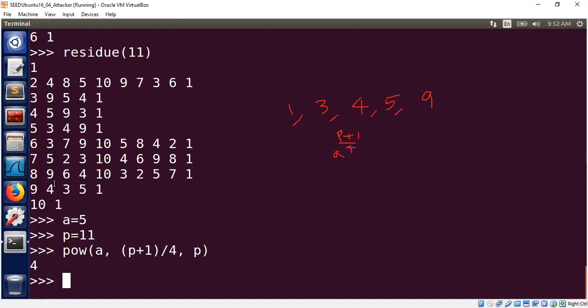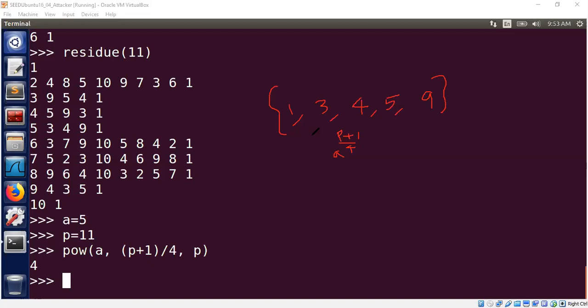We can try 3. What about 3? 3 has 2 square roots, 5 and 6, because 5 square and 6 square lead you to 3 in mod 11. But only number 5 occurs as part of the quadratic residue set. The set of quadratic residues I have given here is based on the second column. You don't see 6 here in the set, which confirms the fact that only one of the roots is a quadratic residue.